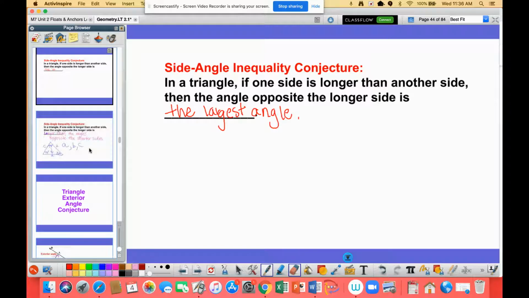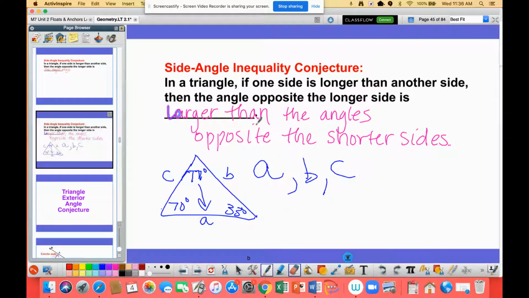And I have a little bit more information on the next slide. So on this one, if one side is longer than the other side, then the angle opposite the longer side is larger than the other angles. So it's opposite the shorter sides. So what we typically do here is we draw arrows from the angle to the side, and the angle to the side, to show where they are going with that.